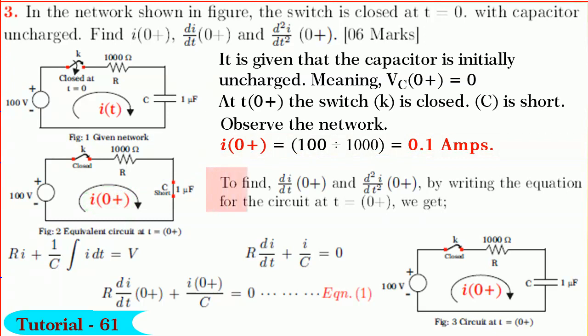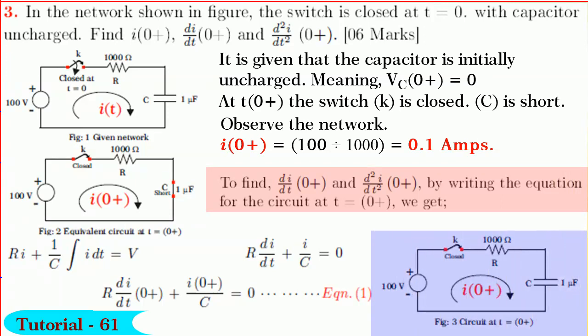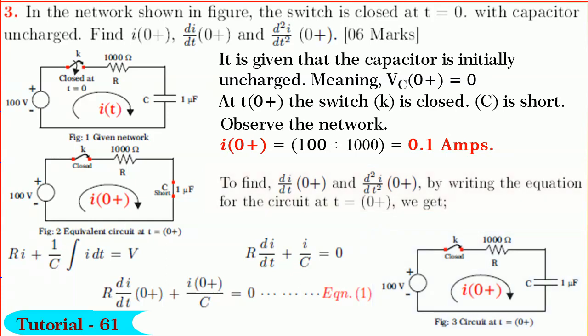To find di/dt at 0+ and d squared i/dt squared at 0+, the circuit for t greater than or equal to 0 drawn is shown in figure. By writing the loop equation in terms of instantaneous values, we get R into i plus 1 upon C into integration of i dt is equal to V. By differentiating it, we get R into di/dt plus i/C is equal to 0. By substituting for time t equal to 0+, we get equation 1.